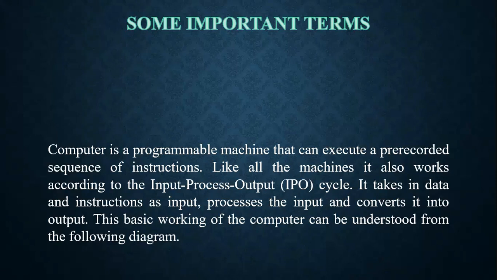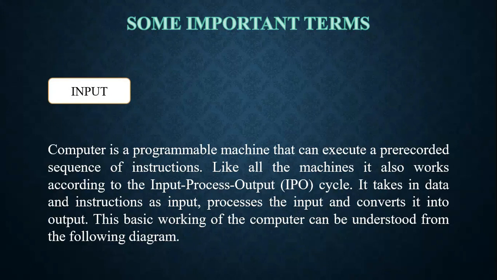What is a computer? It is a programmable machine which runs a pre-recorded sequence of instructions. Like all machines, it also works according to the input process output, or IPO cycle. It takes in data and instructions as input, processes the input and converts it into output. This basic working of the computer can be understood from the following diagram.